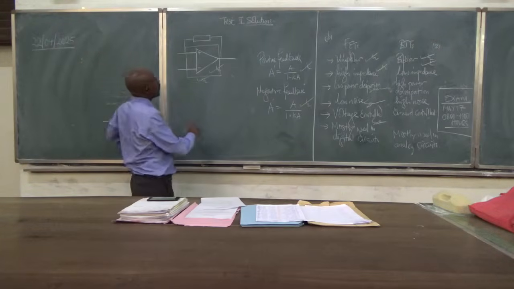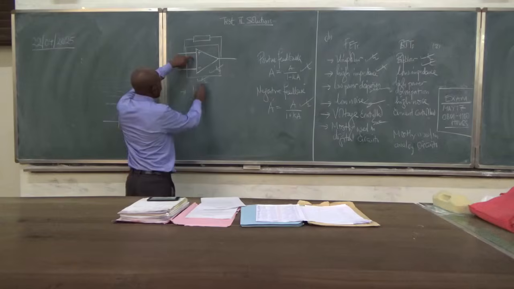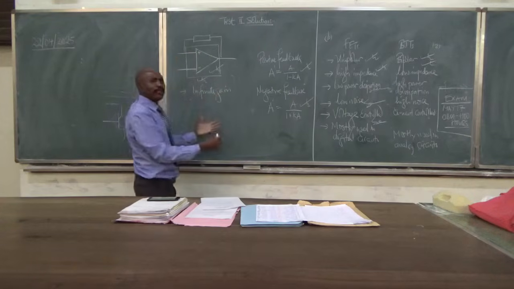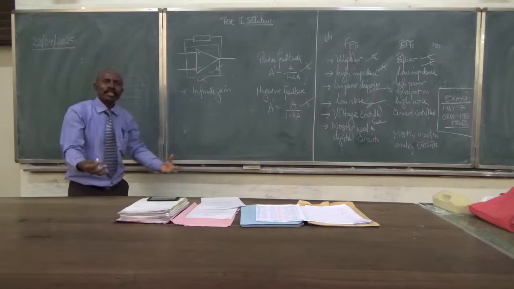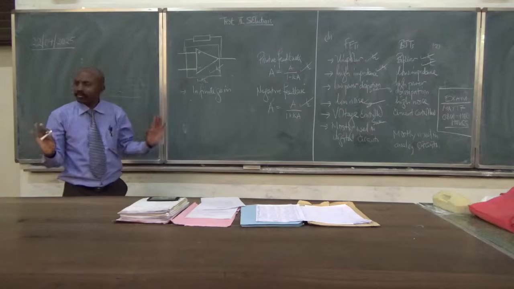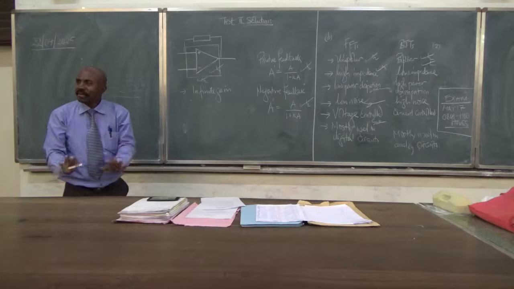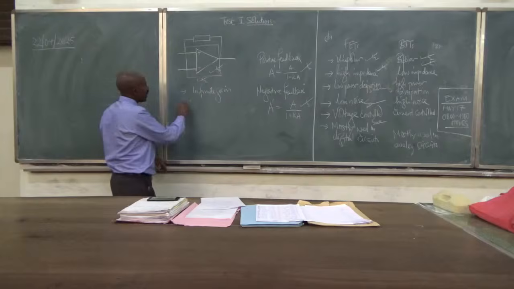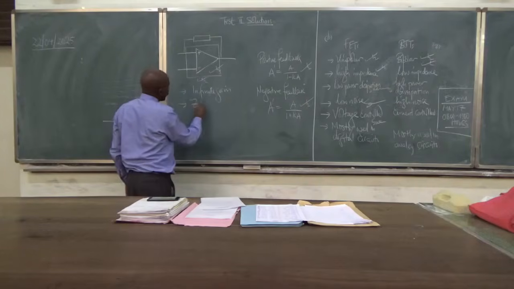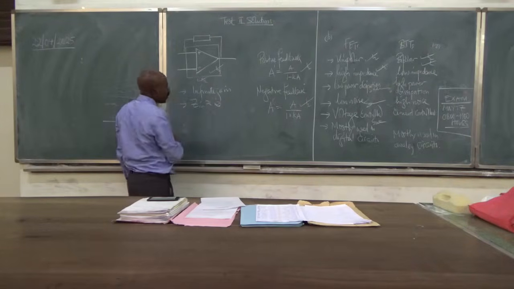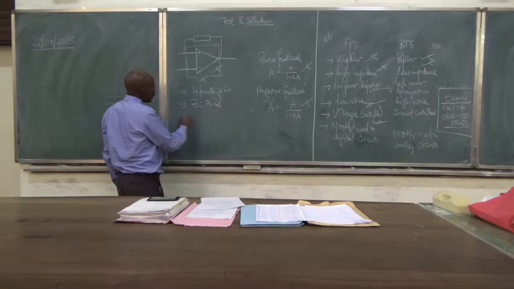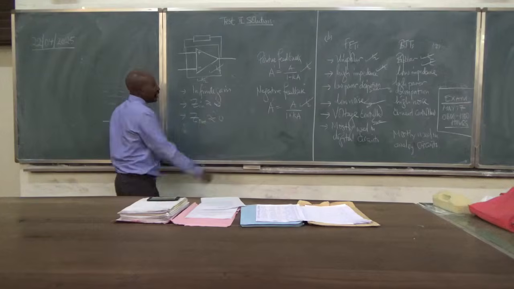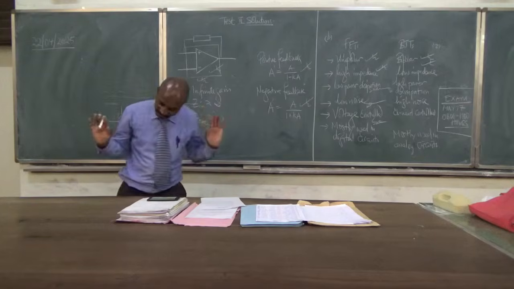And we say that we have infinite gain, and you didn't need to explain to me that this then causes VP equaling VN. No, just give me the assumptions: infinite gain, infinite input impedance, and 0 output impedance. That's it.